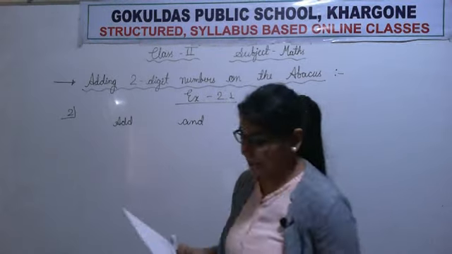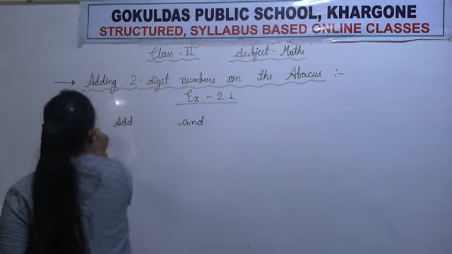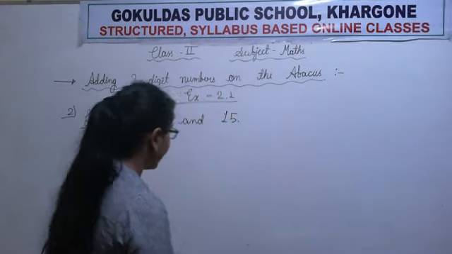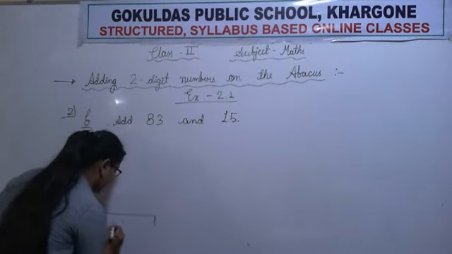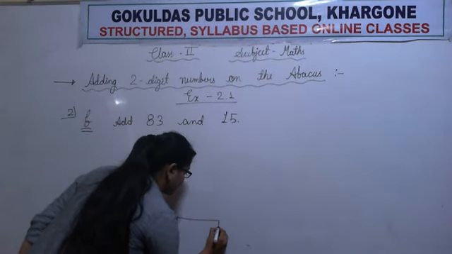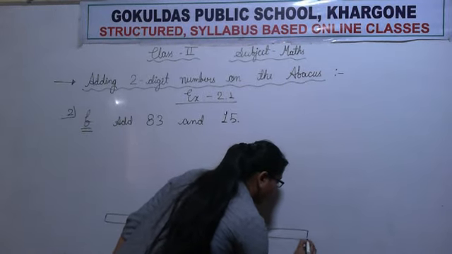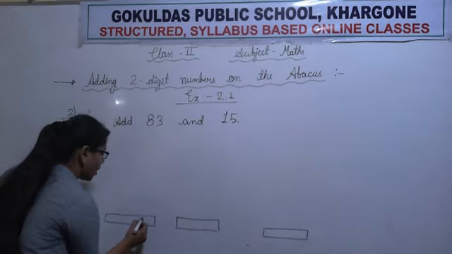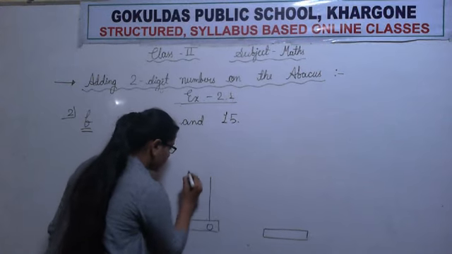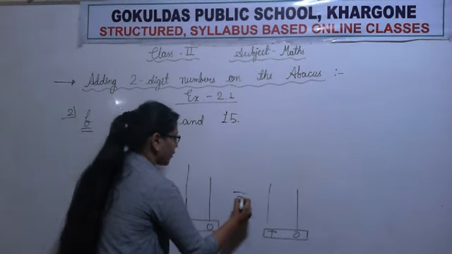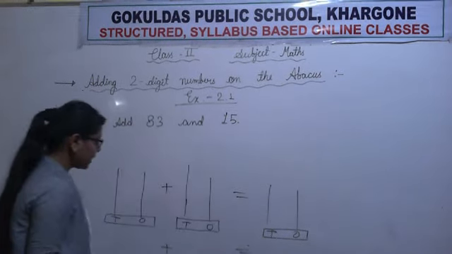So part B, add 83 and 15. Once again, we will make 3 abacuses. For what? 2 for these 2 numbers, and the last one, the third, for the answer or sum or total. We will mark one sentence and then we'll make their spikes. We are doing addition, so we will put plus and equals to sign.